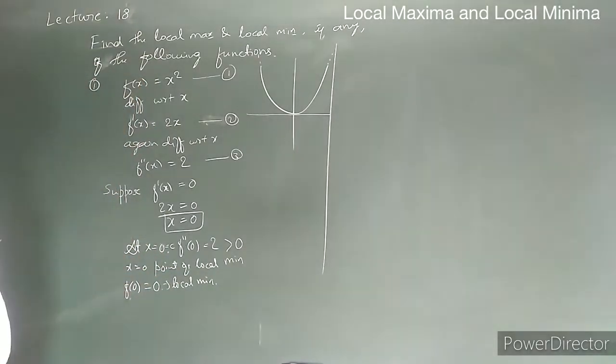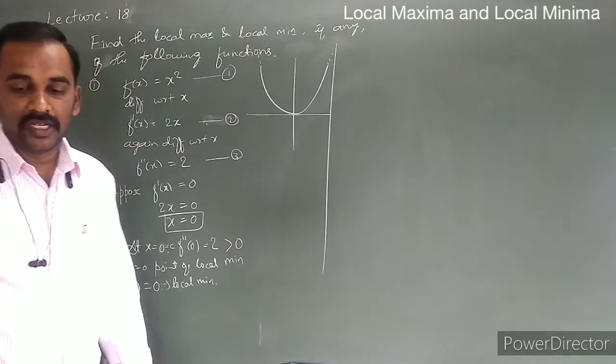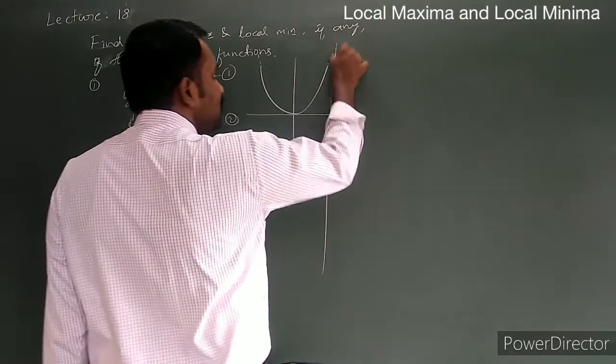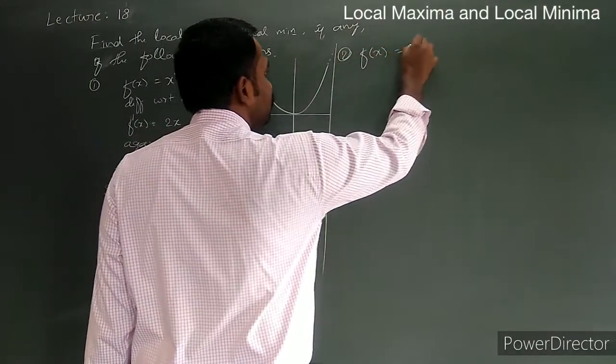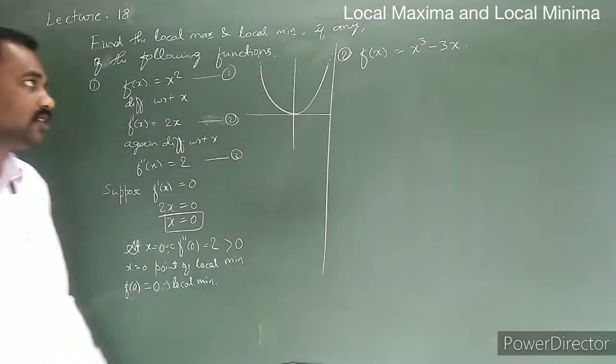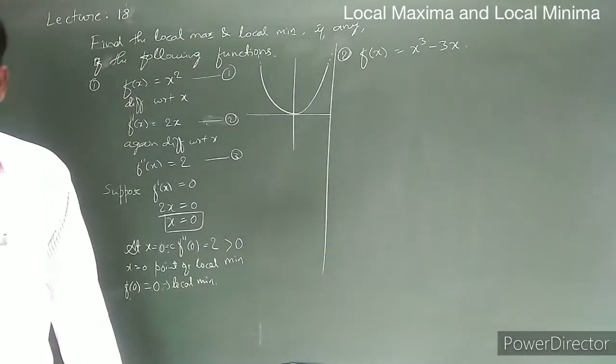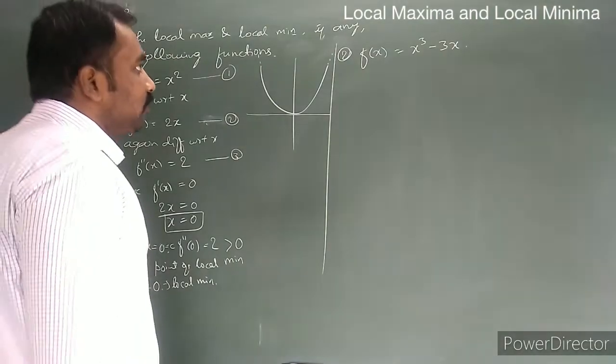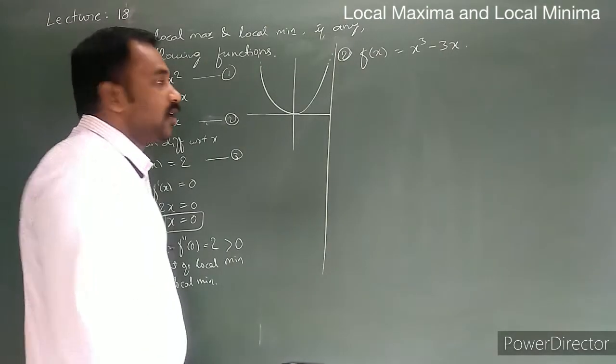In the same manner, find the local maximum and the local minimum. That is, f of x is equal to x cube minus 3x. Okay, so what is the local maximum and the local minimum?